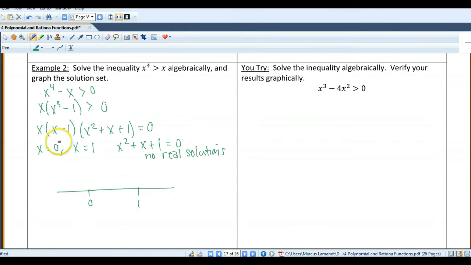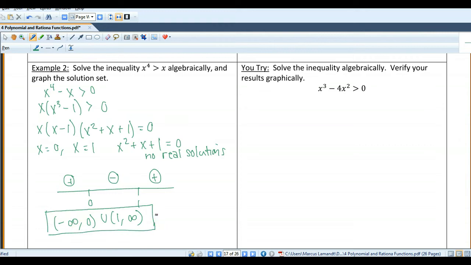Alright. This is a method that you guys should all be familiar with, so I'm just going to tell you what the answer is. This is positive, this is negative, this is positive. Okay? So, it is greater than 0 from negative infinity to 0 and from 1 to infinity. If you had trouble with this one, let me know at lunch tomorrow or during class, and I'll help you out with it. Okay.